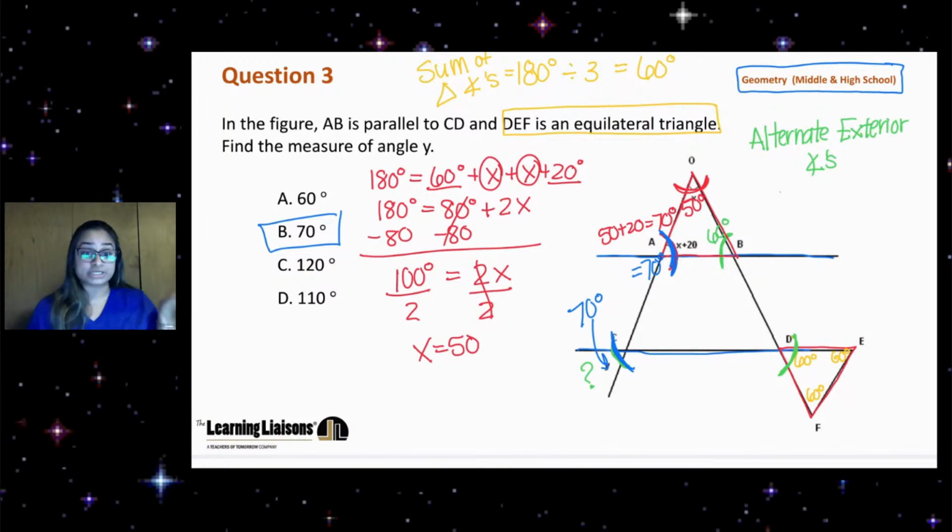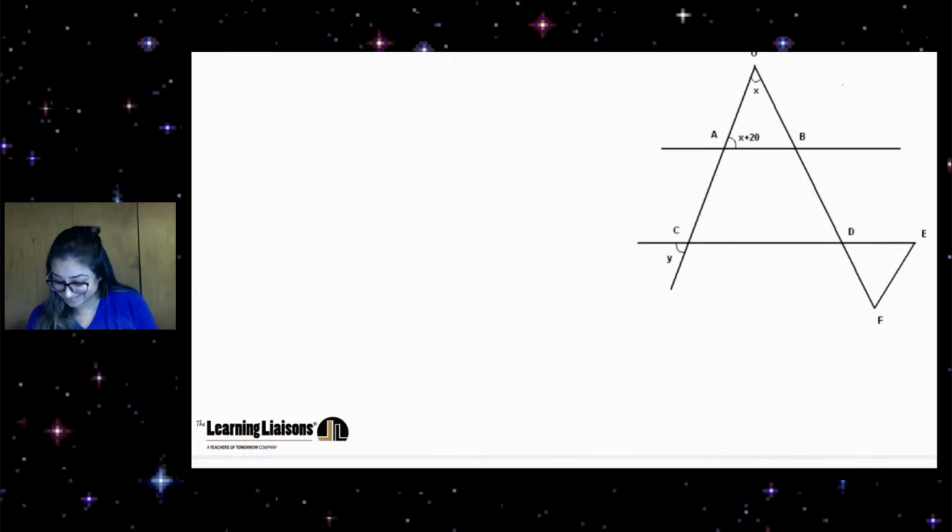Oh, winner, winner, chicken dinner. Answer is B, 70. I almost forgot my phrase. Sorry, guys.